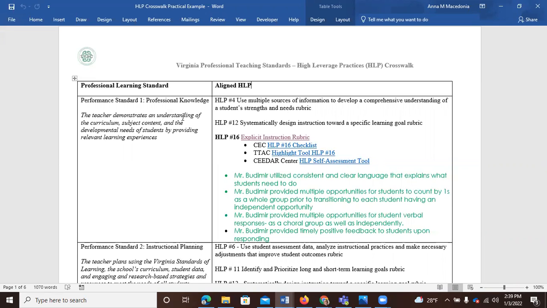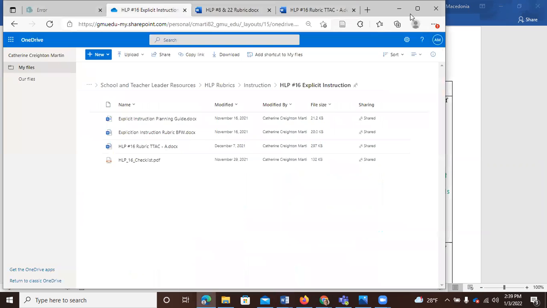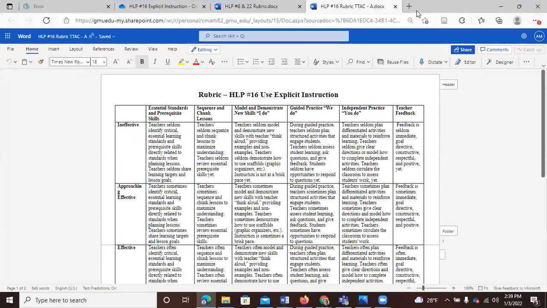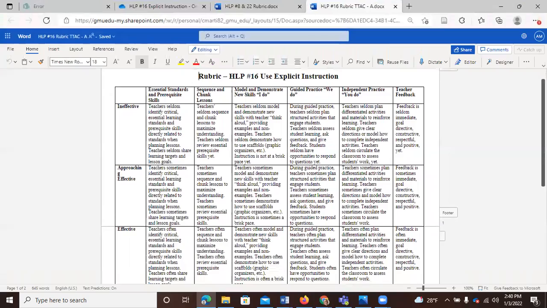Also, within this tool, you can see hyperlinks to rubrics that can be used as a supplemental tool to work with teachers or to pull verbiage to utilize for teacher feedback. For example, if I wanted to pull the HLP 16 explicit instruction rubric, I already have it pulled up right here. I could look across these categories and determine Mr. Budimir's effectiveness within this observation. Now, given this was a very short time frame, this might not be the most appropriate tool, but I just wanted to provide you an example.